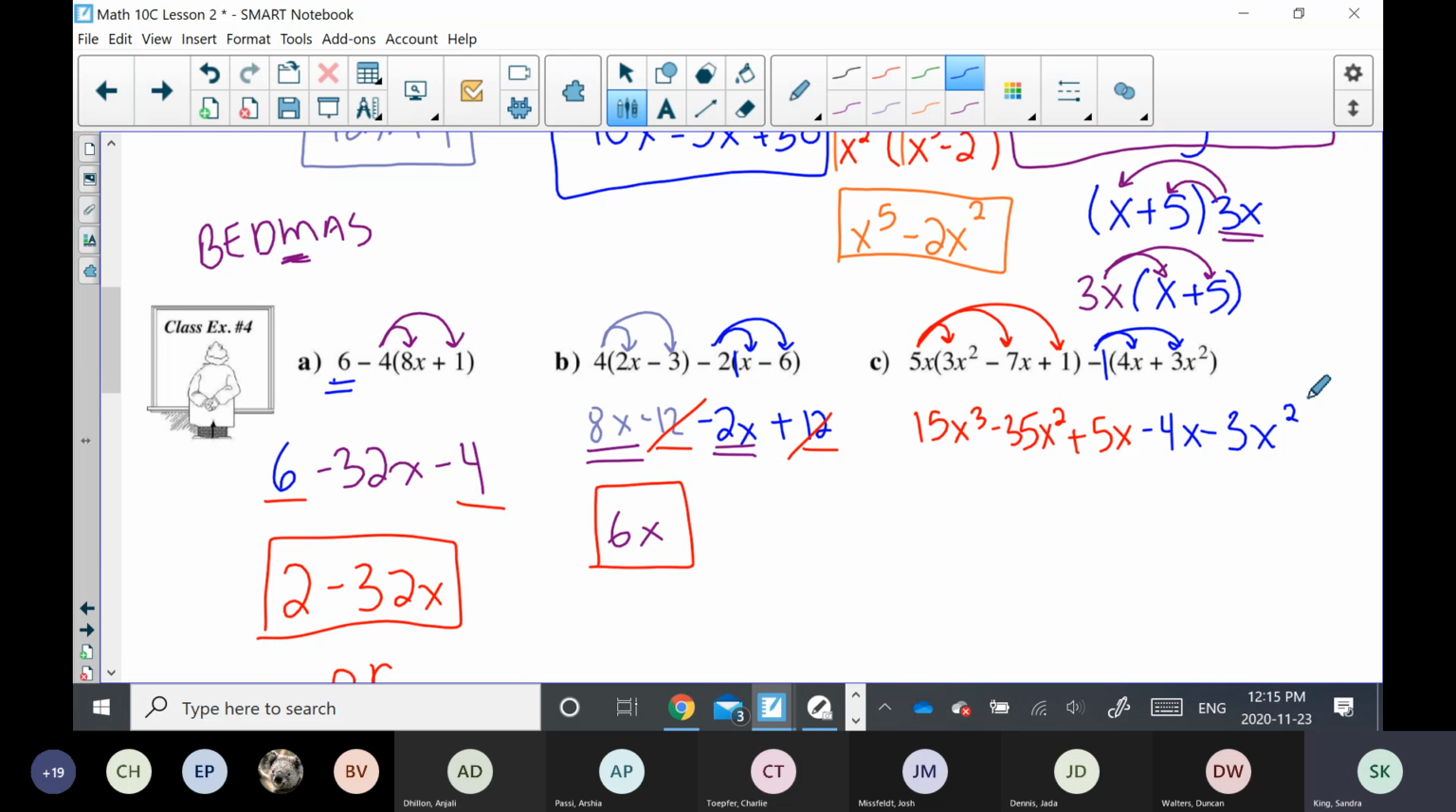Okay, take a minute. See if you can rewrite this in descending order of x and join any like terms. So your highest x goes first, to your constant at the end.